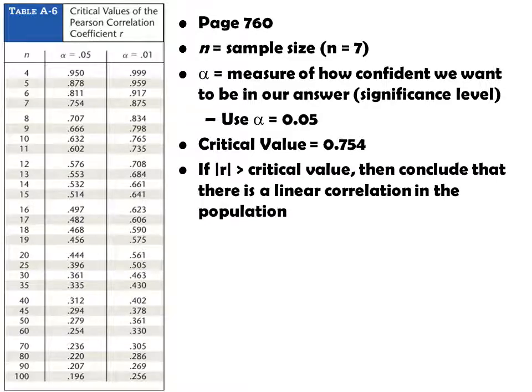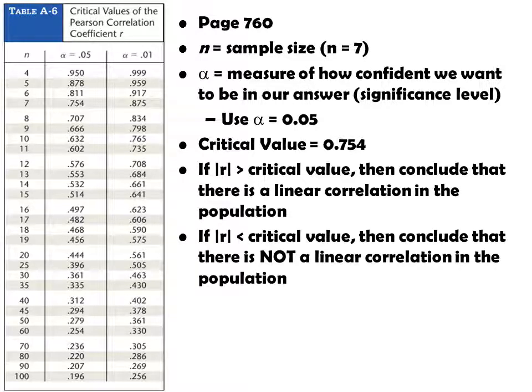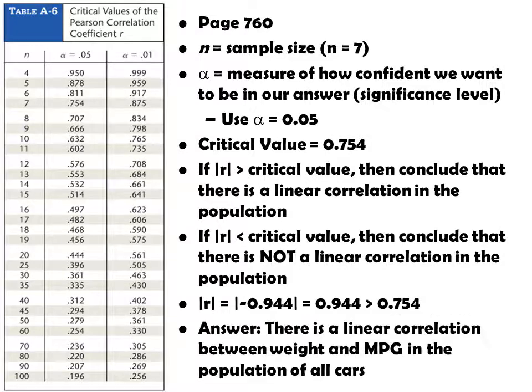Now what do we do with that? Well, if the absolute value of r is greater than the critical value, then we conclude that there is a linear correlation in the population. If the absolute value of r is less than the critical value, then we conclude that there is not a linear correlation in the population. In this case, the absolute value of r is 0.944. Remember, to find the absolute value of a number, we just drop any negative sign out front. So 0.944 is indeed greater than the critical value of 0.754, and so we would conclude that there is a linear correlation between weight and miles per gallon in the population of all cars.